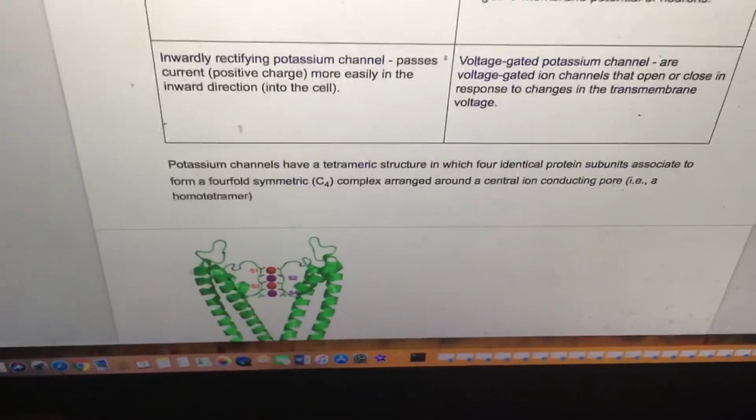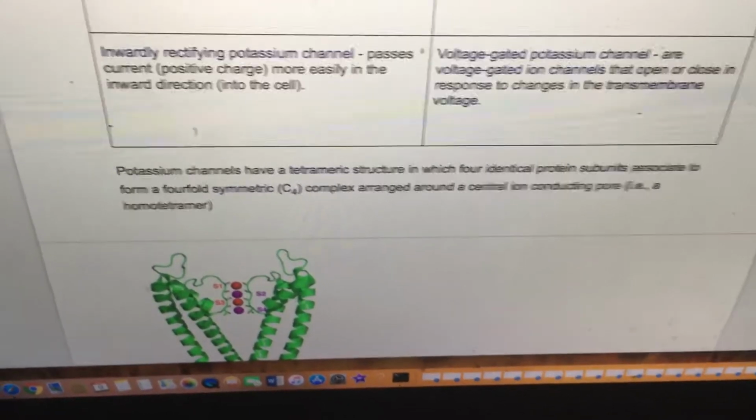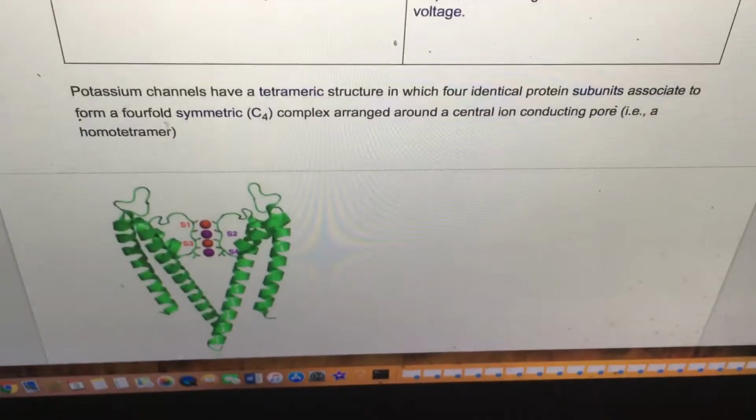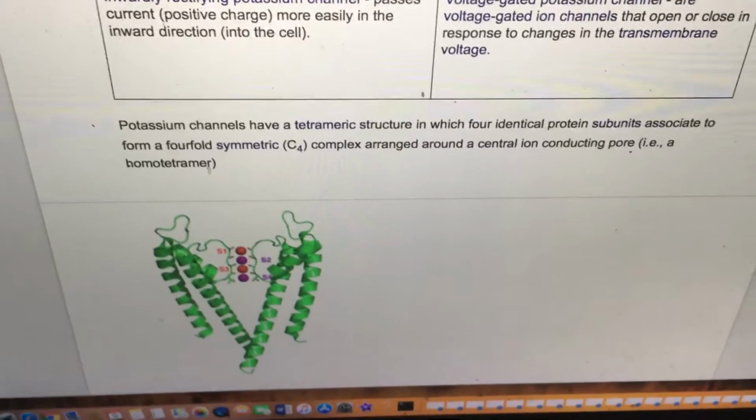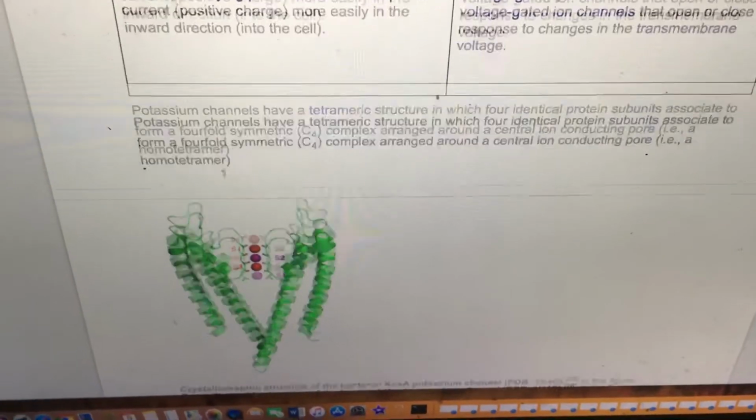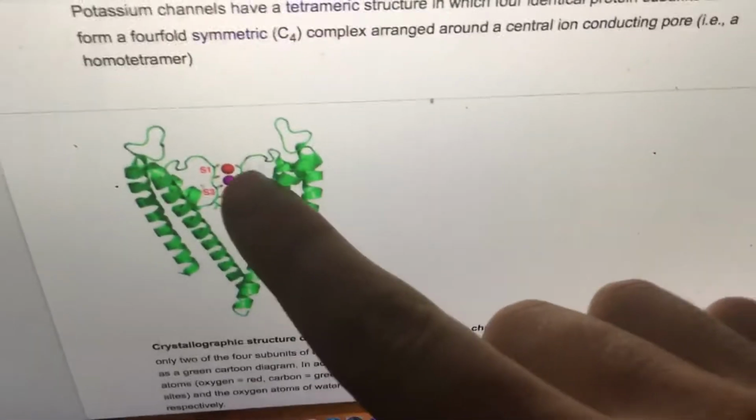Potassium channels have a tetrameric structure in which 4 identical protein subunits associate to form a 4-fold symmetric C4 complex arranged around a central ion conducting pore, i.e. a homotetramer. See the 4 parts.